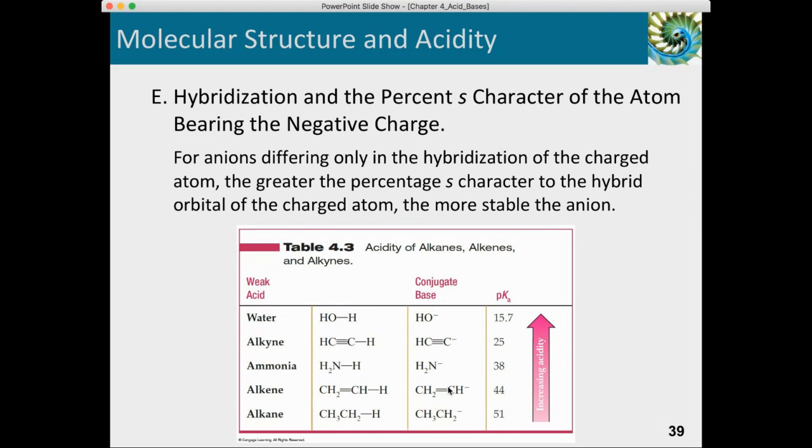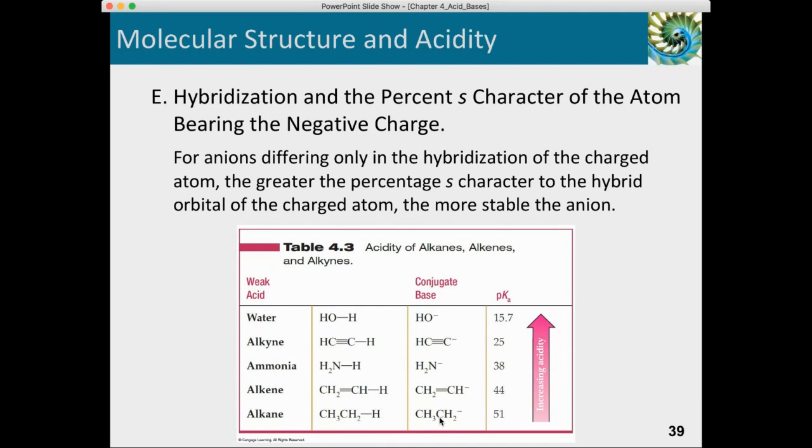So in these three, we are comparing acidity of an alkyne, alkene, and an alkane. We draw the conjugate bases. Let's compare stability of conjugate bases. Here, the negative charge is on a carbon. Here is on a carbon. Here is on a carbon. Same atom. So at first, electronegativity does not apply.